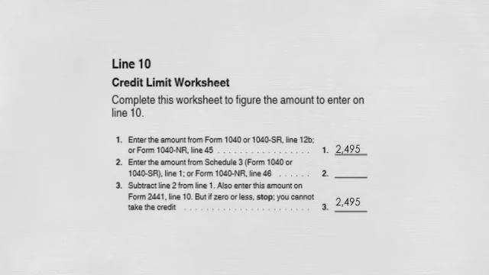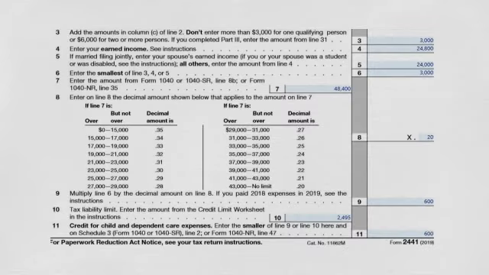Basically, it is your tax less any credit for foreign income. Since you do not have any foreign income, your tax liability limit will be $2,495, and since this is greater than $600, your credit will be $600.